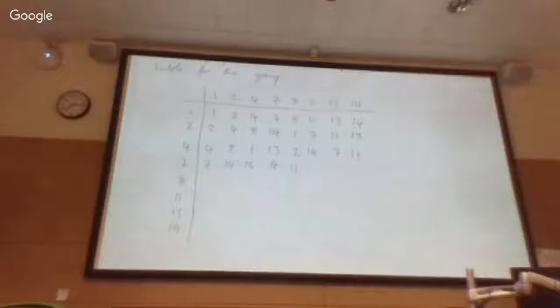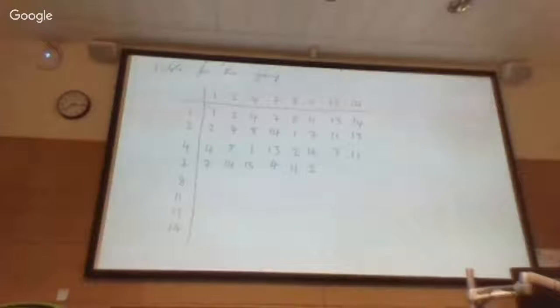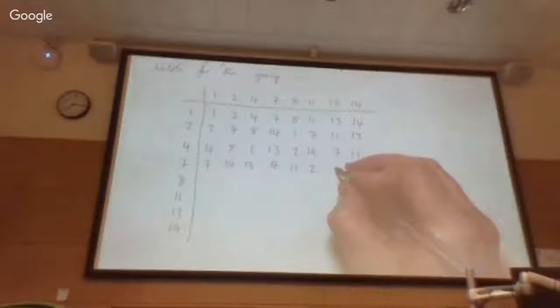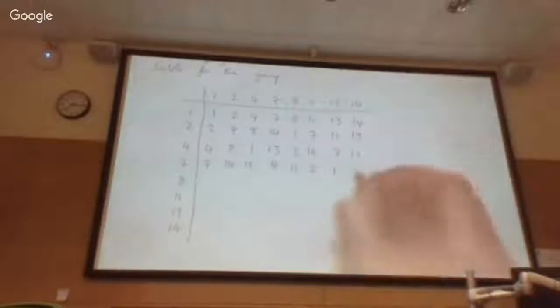7 by 11 is 77. Divide that by 15, 45, 60. So that's 2, isn't it? 7 by 13, well, 13 is minus 2, so it's going to be minus 14. That'll be 1, I think. And 7 by 14, 14 is minus 1, so it's minus 7, so it's 8.